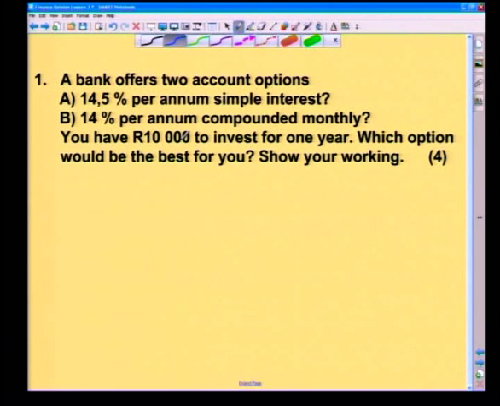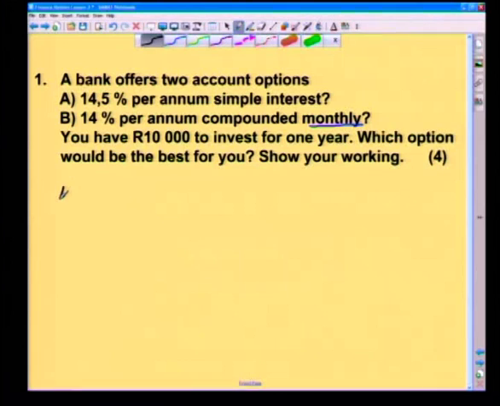You have 10,000 Rand to invest for 1 year. Which option will be best for you? Show your working. So it's only 1 year. So again, you think to yourself, well, hang on a moment. When we looked earlier on, we saw that we could actually basically get much the same in 1 year. So really, the crux of this is, what difference does this monthly make to us? So right, let's have a look at option A.